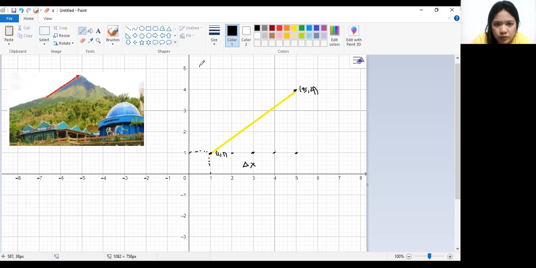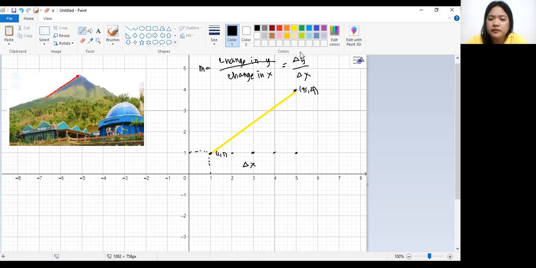So, take note that slope is equals to change in y all over or yung quotient, change in x. Or we use the symbol delta y for change over delta x, or change in y over change in x.